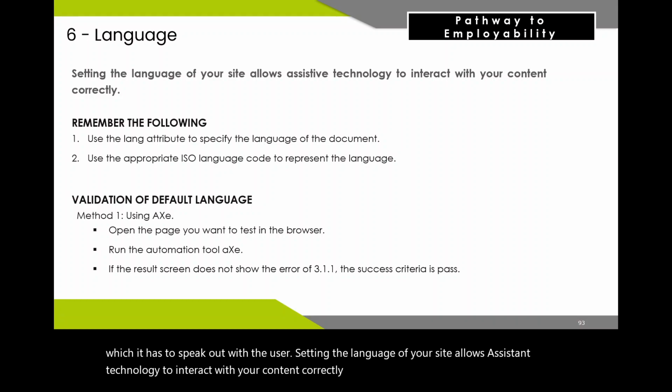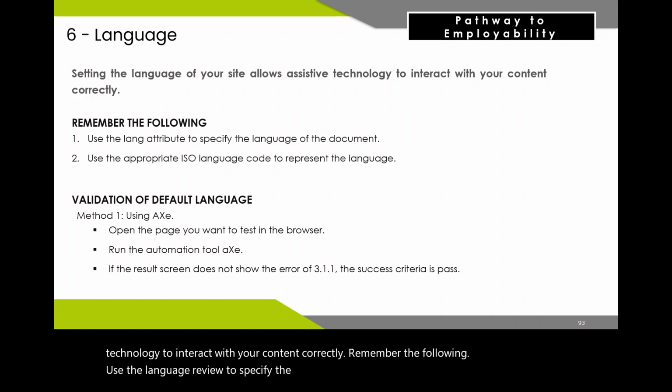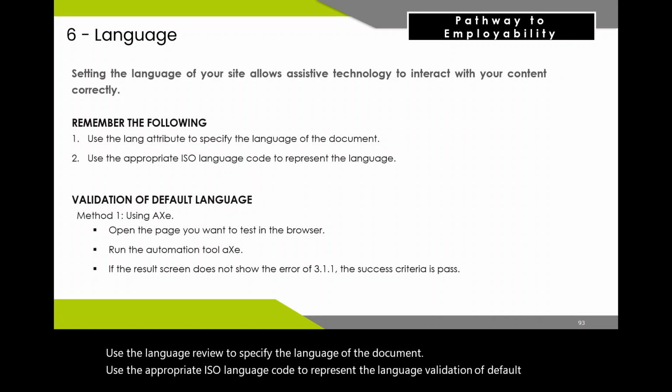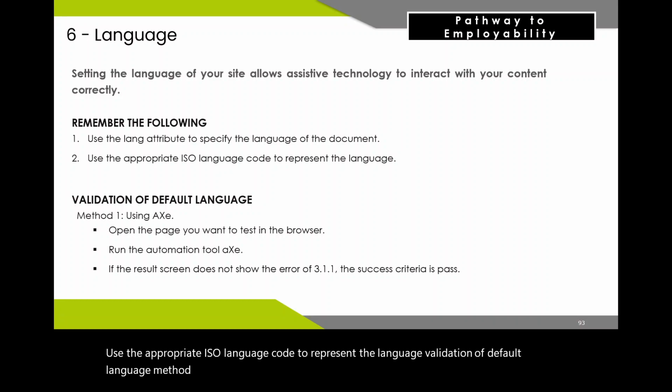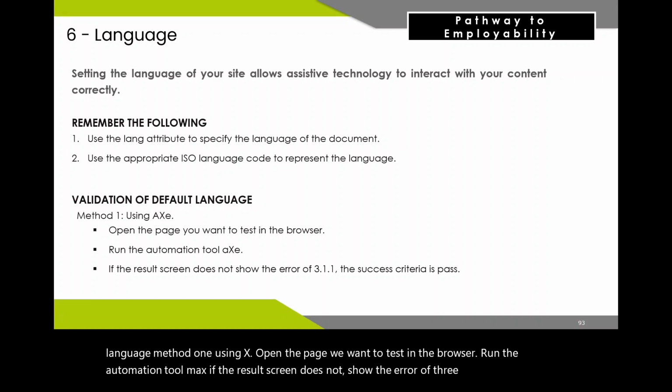Remember the following. Use the lang attribute to specify the language of the document. Use the appropriate ISO language code to represent the language. Validation of default language. Method 1. Using X. Open the page you want to test in the browser. Run the automation tool X. If the result screen does not show the error of 3.1.1, the success criteria is pass.